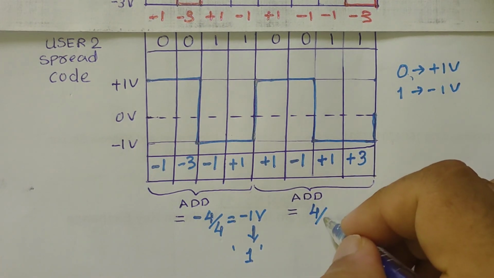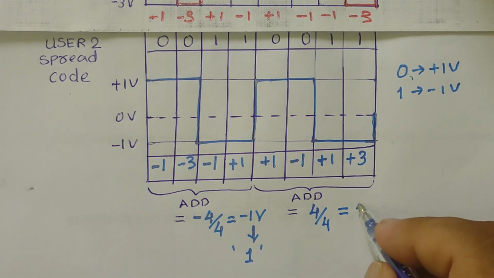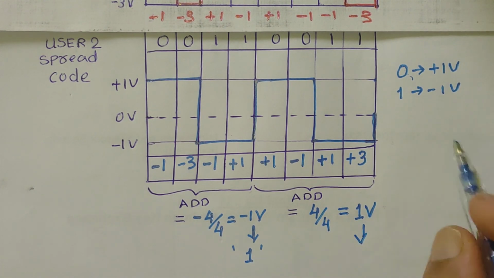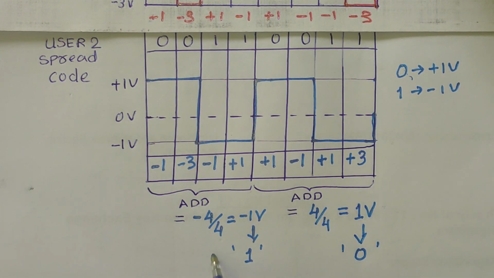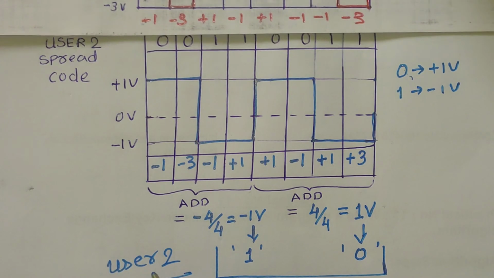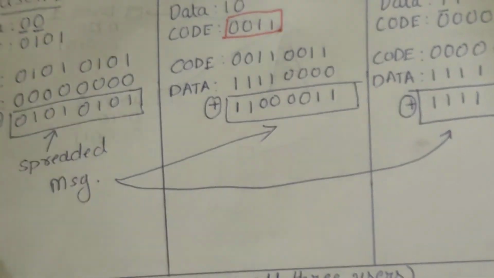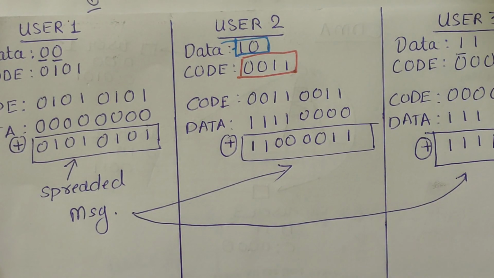Again we are using a 4-bit chip code, so we are going to divide by 4, and this yields 1 volt of amplitude, right? And 1 volt amplitude, if you remember, plus 1 we are indicating with the 0 bit. So this is the received data for user number 2. Let me just clarify whether we have correctly received the data or not. We should have received 1 and 0, and that is exactly the data that we need to see, right? So this is what we have received, 1, 0, right?